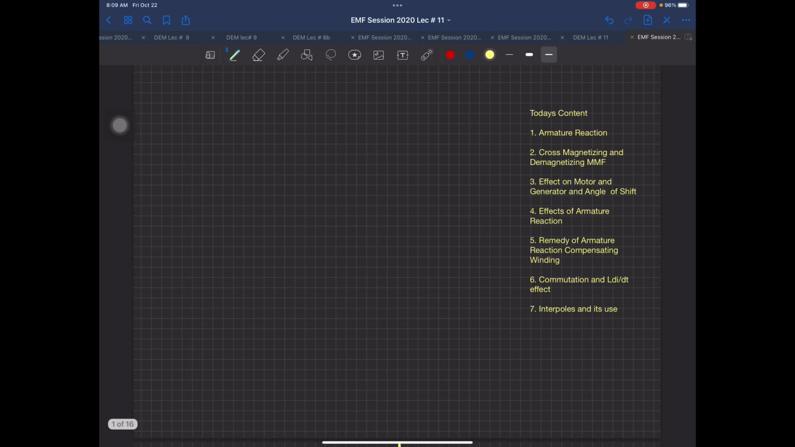Lecture number 11, and today's contents, as you can see, are armature reaction types, then how this is going to affect the motor and the generator. Then we are also going to see the details of the effects of the armature reaction, and the remedy of this armature reaction. In the end, it's going to be commutation in L di/dt effect. This L di/dt effect is the very same effect which you have seen across an inductor, since the winding is actually an inductor, so you are going to see it.